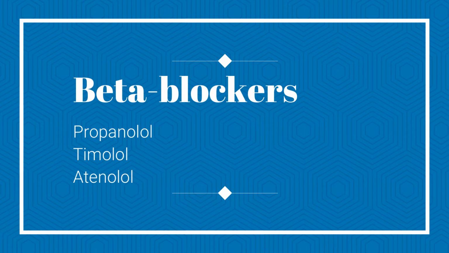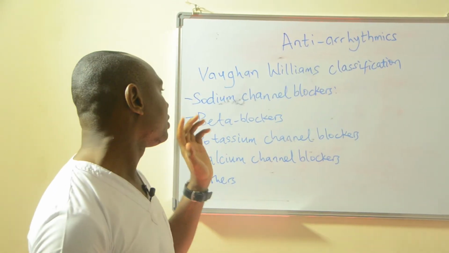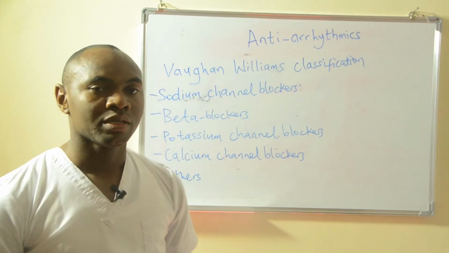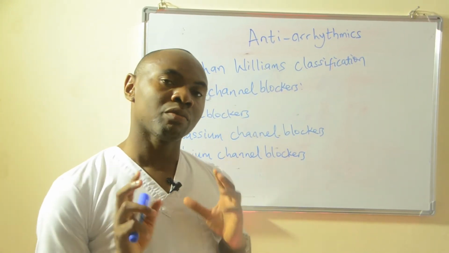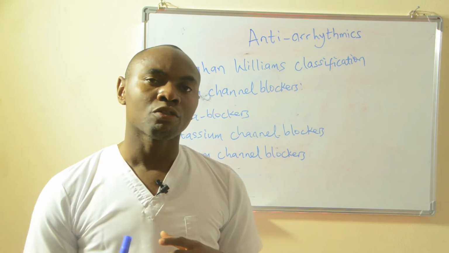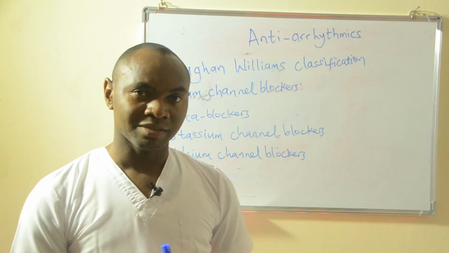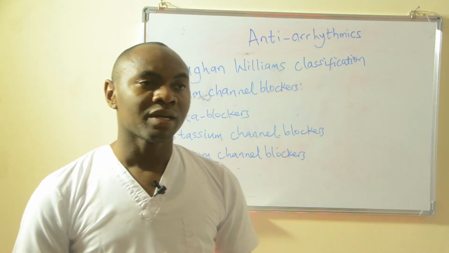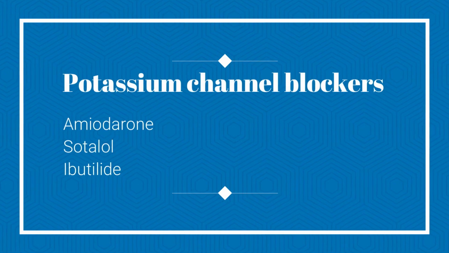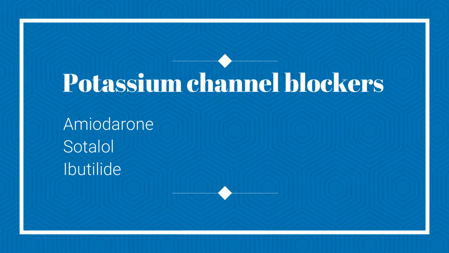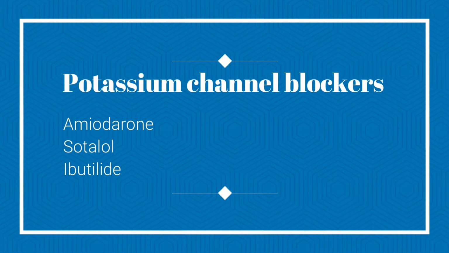Thirdly, we have potassium channel blockers. These drugs block the flow of potassium ions in the heart. For example, we have amiodarone. Another example is sotalol. We have ibutilide. These drugs prolong repolarization, thus stabilizing the rhythm of the heart.